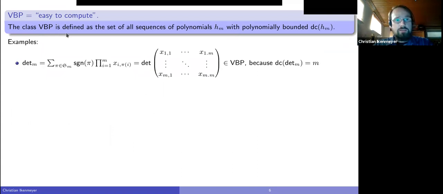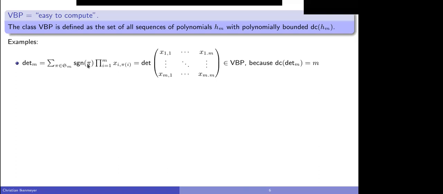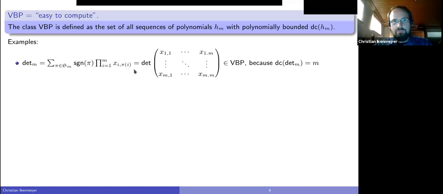Okay, so VBP is, let me just tell you some things that are in VBP. For example, the determinant as a sequence of polynomials: the determinant of M is equal to the sum over all permutations on M symbols. This is the symmetric group on M symbols. This is the sign of pi, and this is the product i equals 1 up to M of x_{i,pi(i)}, which is the determinant of this matrix here.